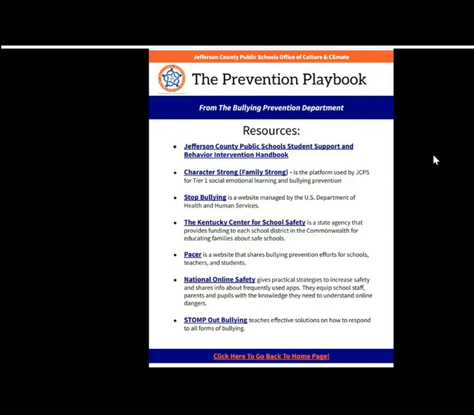So of course, the handbook is linked here as a resource, definitely for our school. We also have the Character Strong, Family Strong link here. This is a platform that's used by JCPS families. Of course, we use Character Strong for Tier 1 social emotional learning and bullying prevention. But here you can also see there is a link and it connects us to the information for families and how can families utilize these SEL competencies and how can you see this application at home.